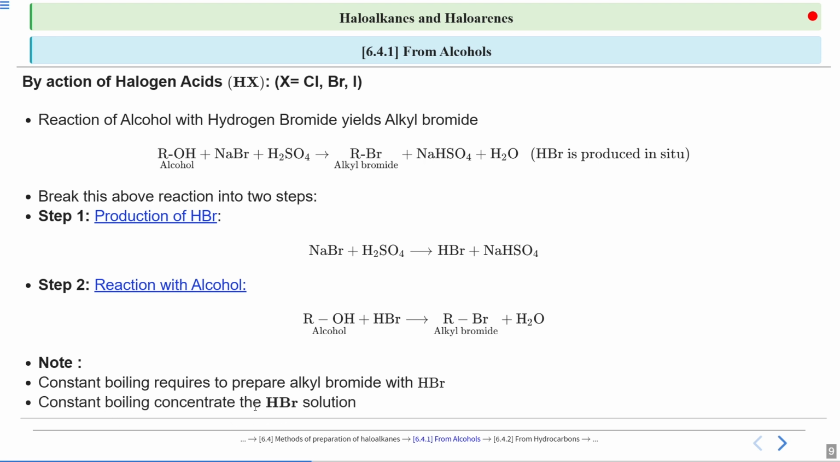Constant boiling concentrates the HBr solution, right? So as I said, as per the required condition for this reaction to happen, to get the product as alkyl bromide, constant boiling is the condition that you require to prepare alkyl bromide with HBr, because this constant boiling will concentrate the HBr solution and provide you a consistent concentration of HBr for the good yield of alkyl bromide.